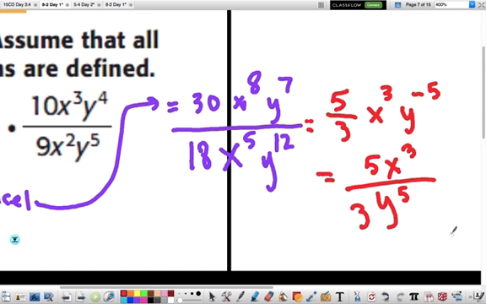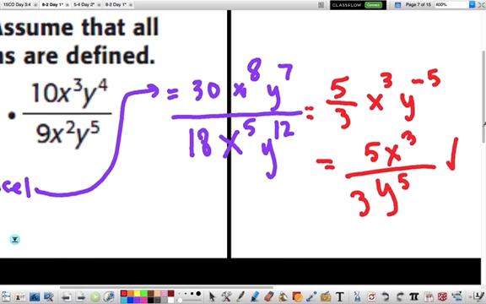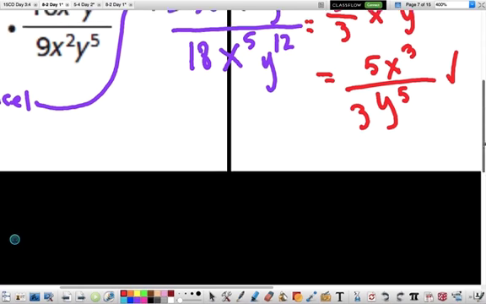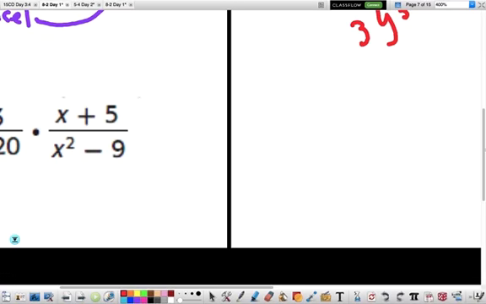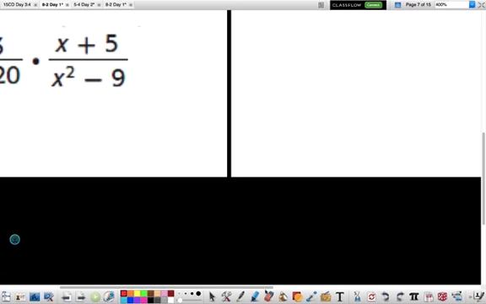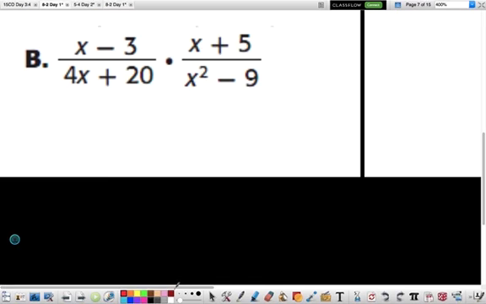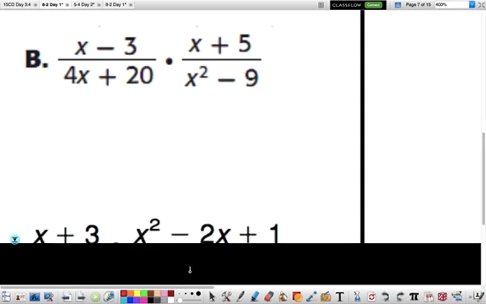How many of you have one of those? All right, good. Do you have any questions on this one? Okay. Well, then try something a little bit harder. Same process. Factor, multiply slash cancel, simplify.